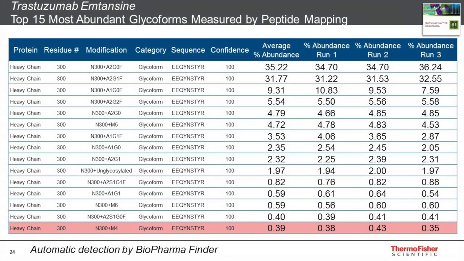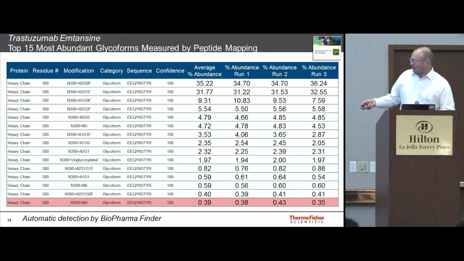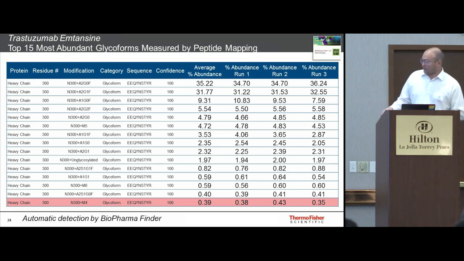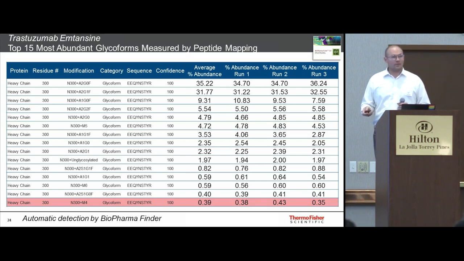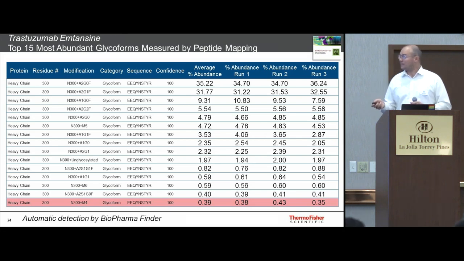So we can do that, and this is an example of our ADC, where I ran this 3 times. I cut this off at the top 15, but you can see the answer from these technical replicates was actually very, very good. This is below the 1% level, and the answer is essentially spot on. This is for a mannose 4 form, so it's not the most abundant one in the Trastuzumab Emtansine sample.